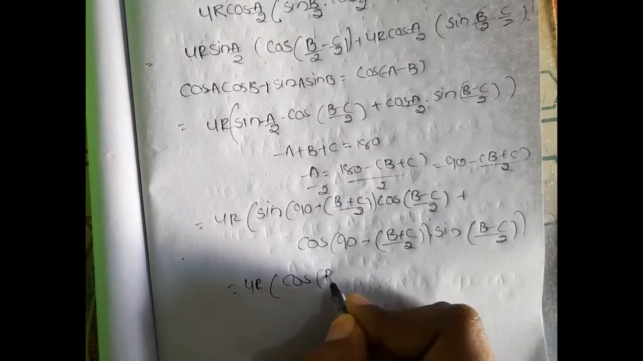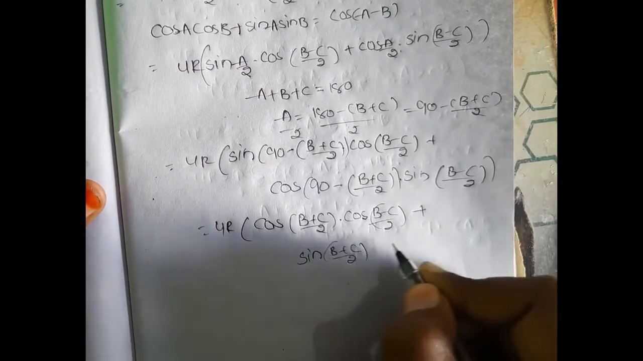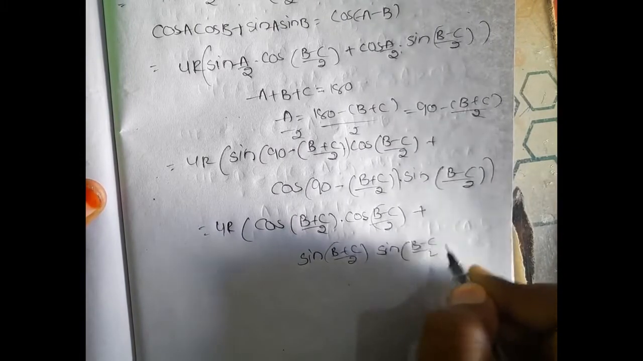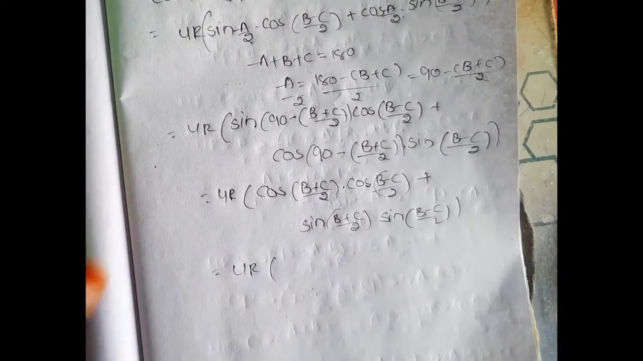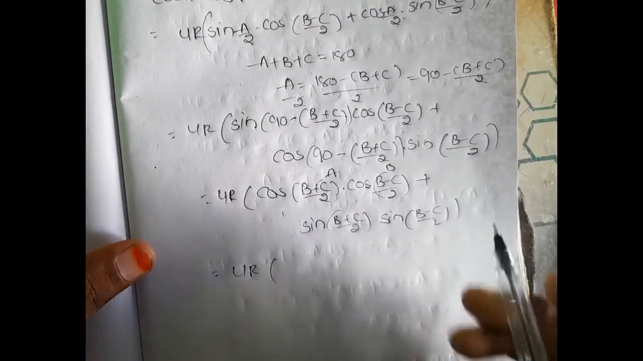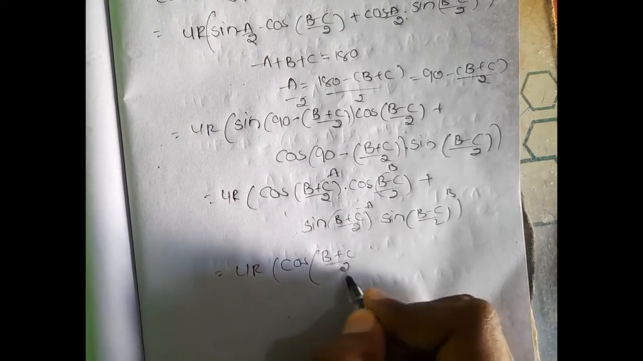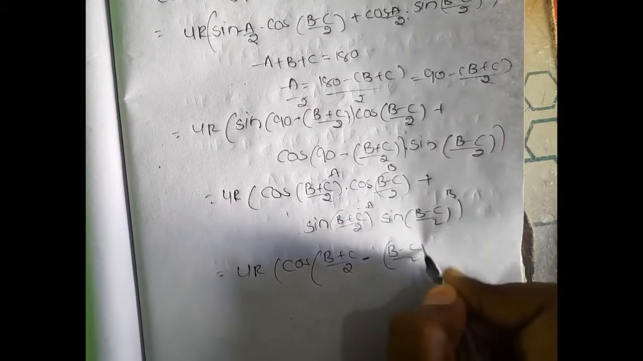cos((b+c)/2) cos((b−c)/2) + sin((b+c)/2) sin((b−c)/2). Now for cos, it is in the form of cos A cos B + sin A sin B. So what is A here? (b+c)/2. What is B? (b−c)/2. Now what is the formula of cos A cos B + sin A sin B? It is cos(A − B). What is A? (b+c)/2. What is B? (b−c)/2.